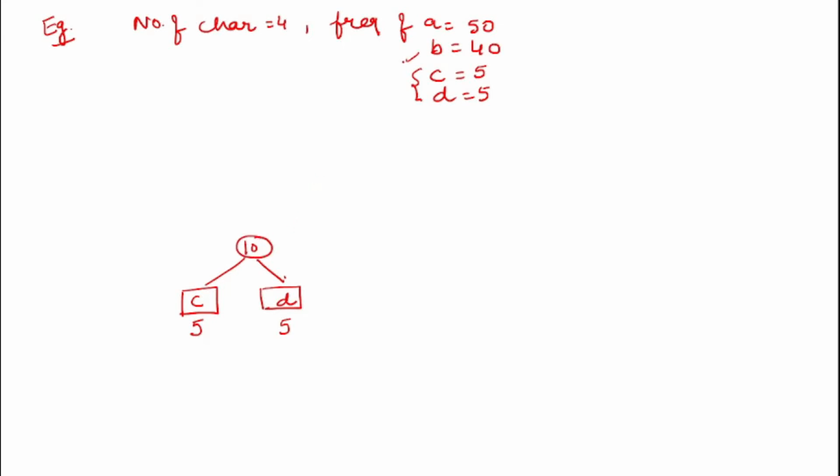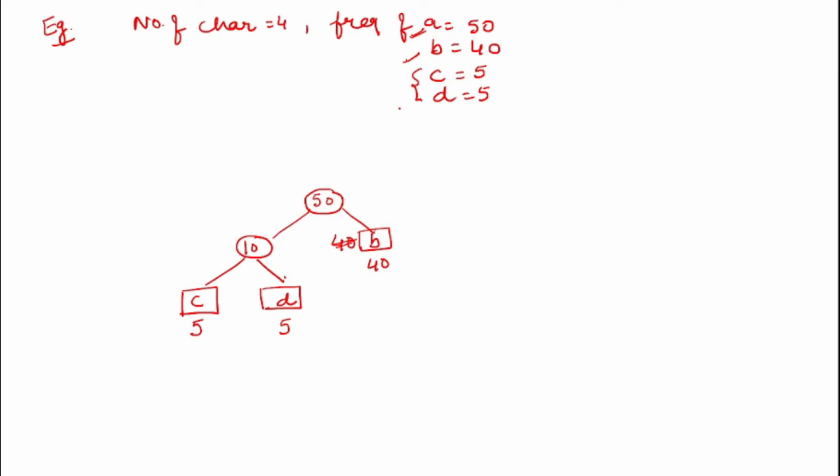Now the next number is 40. Now 40 will come on the right side, because on the right side we are always taking the bigger value. If it is the lesser value, we are taking it on the left side. So I am writing here B, and the value of B is 40. Then again I have to calculate it. 40 plus 10 is equal to 50. Now again I can see A is equal to 50.